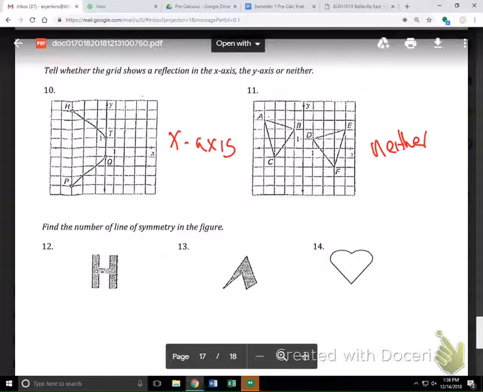And then our last 2 or 3 are symmetry. How many lines of symmetry do these have? You have 2 here. Do we have a line of symmetry with this one? No. And how about here? 1.